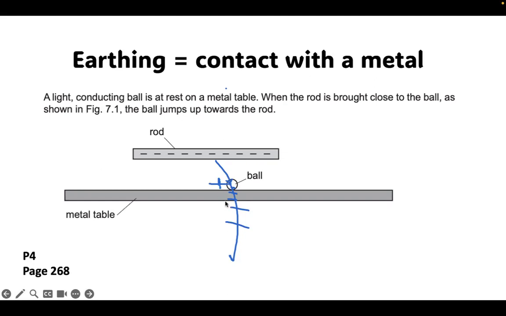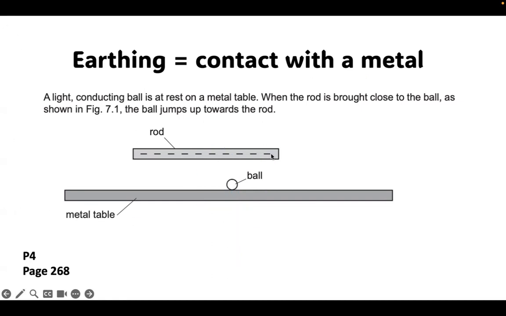What happens between unlike charges? I have a positive ball and a negative rod. What happens between them? Attraction, yes. So the ball will be attracted to the rod. This is why it jumps up. Okay? Do I need to repeat this again? This is why the ball will jump up.